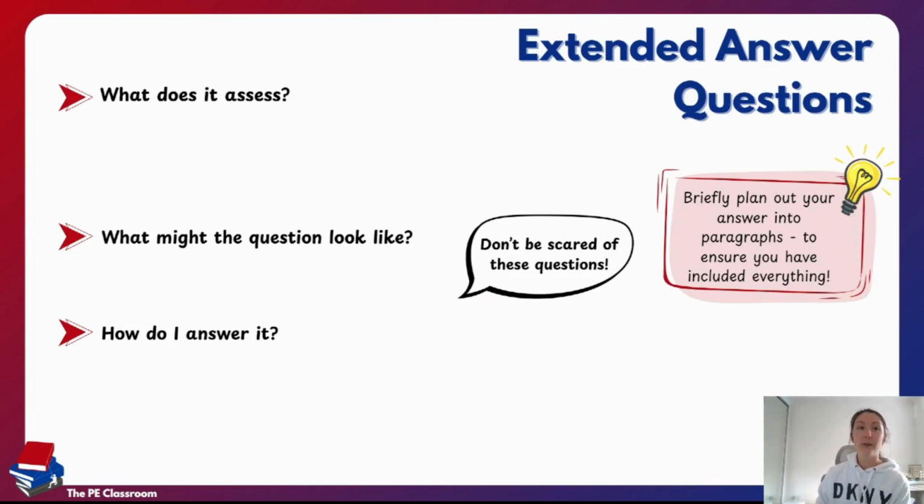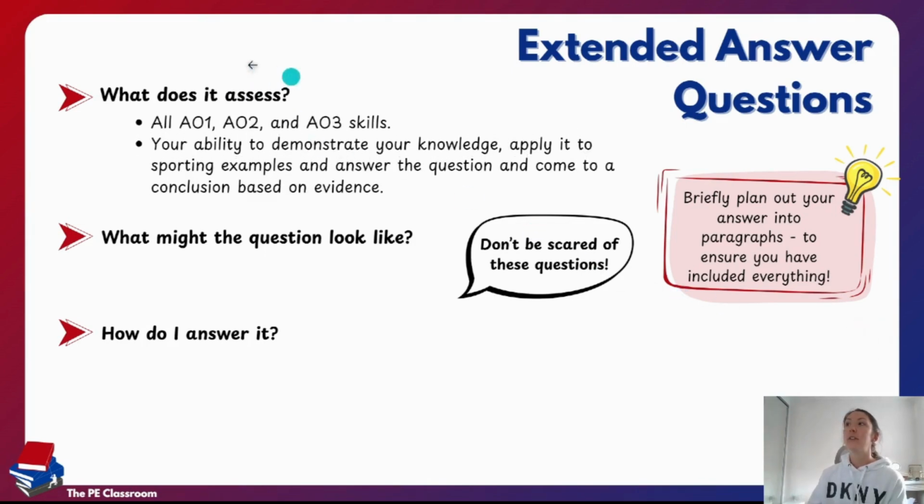Okay, so we're now going to take a look at the extended answer questions. These are towards the end of the paper, and I think generally people get scared of these questions because they think they're worth a lot of marks, but actually if you break it down, you can achieve some marks in it. These types of questions assess all of the skills that you've just learnt. So you being able to demonstrate your knowledge for an AO1 point, you then being able to apply your knowledge to a sporting example, which is your AO2 point, followed by that analysis, the evaluation, whatever the question's asking, for your AO3 point. So all of the skills together.